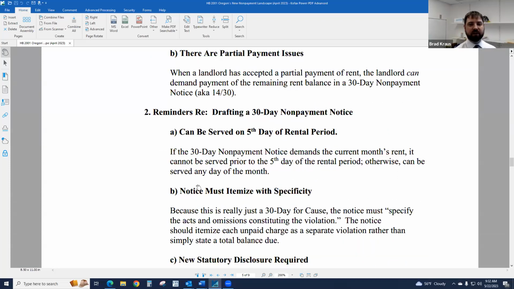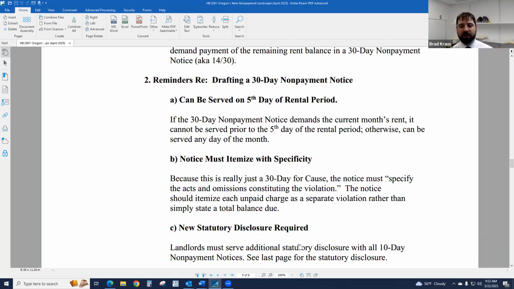All right, so drafting of for cause notices, of these 30-day non-payment notices, these can be served on the 5th day of the rental period. If the notice demands the current month's rent, it cannot be served prior to the 5th day of the rental period. Otherwise, it can be served on any day of that month. Just stick to the 5th. It's going to be easier for purposes of arguing it and having a judge understand it. Okay. The notice must itemize with specificity.